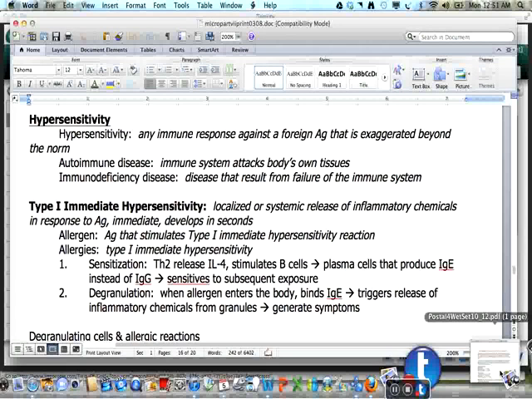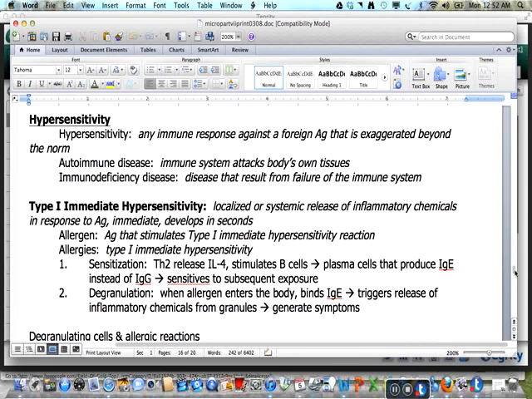Hypersensitivity is any immune response against a foreign antigen that is exaggerated beyond the norm. Autoimmune diseases involve the immune system attacking the body's own tissues. Immunodeficiency disease results from failure of the immune system. Our immune responses, or our hypersensitivity responses, are categorized into 4 types.